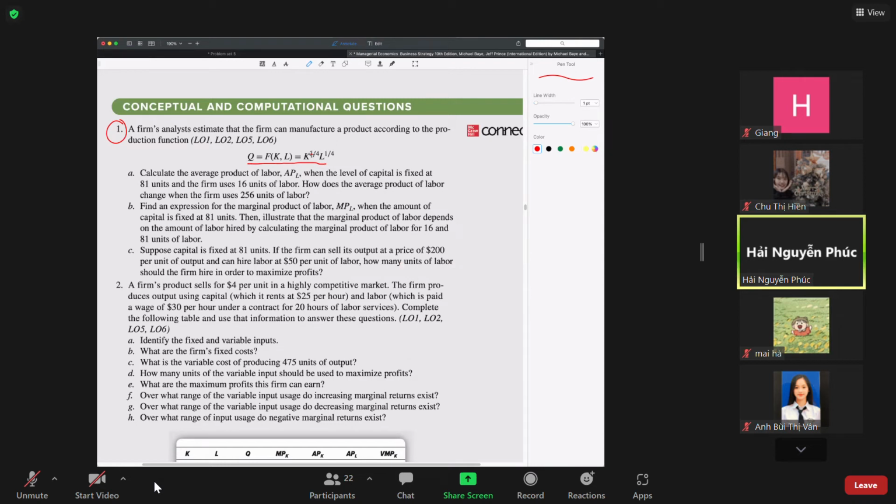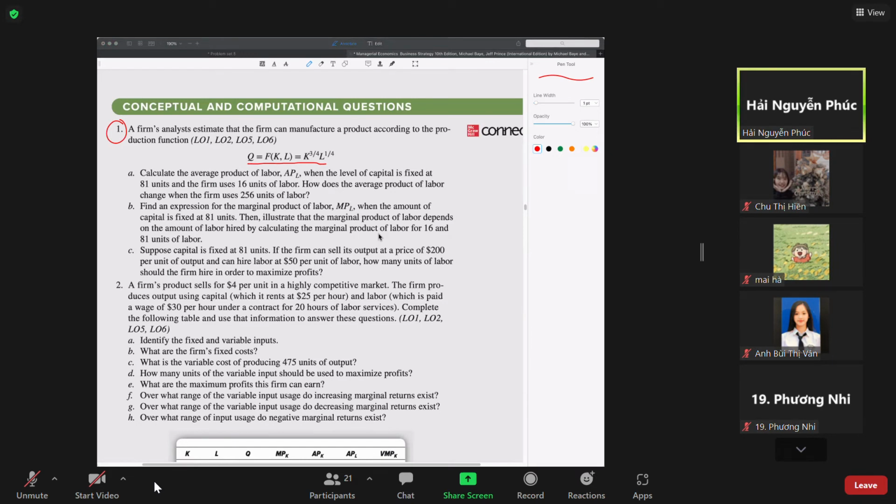Calculate the average product of labor, APL, at the level where capital is fixed at 81 units, and the firm uses 16 units of labor, right? So think about it. What is APL?